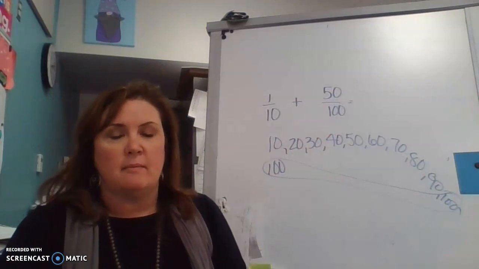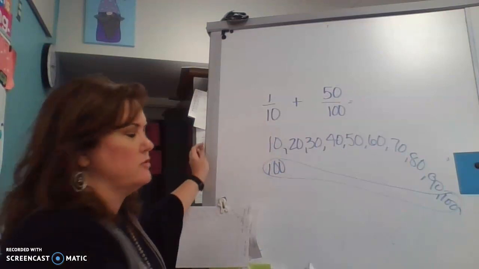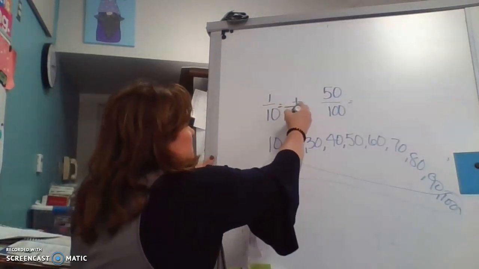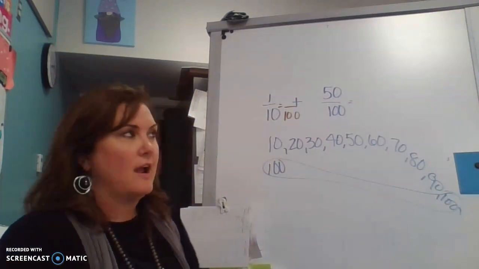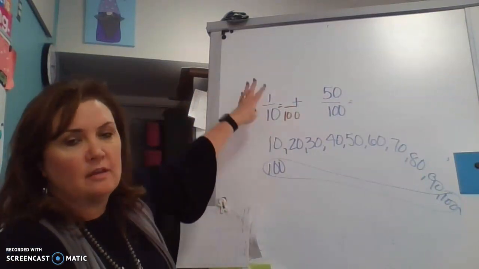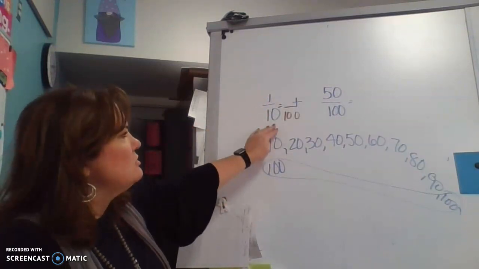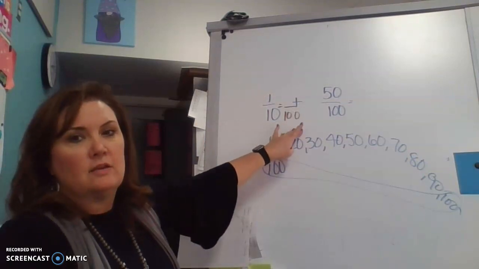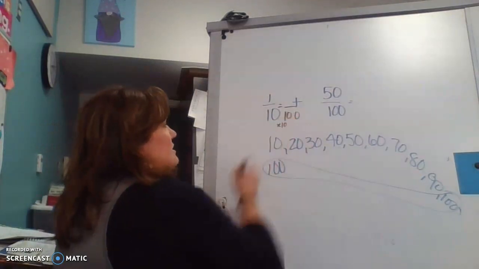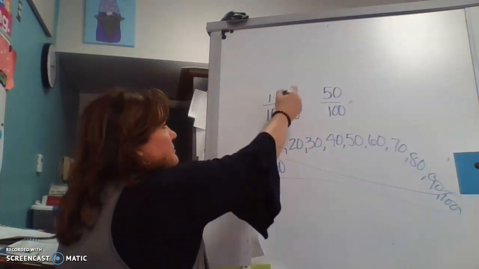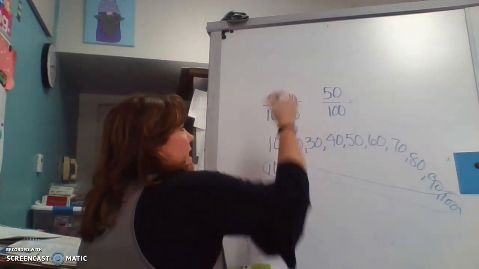This one already has a denominator of 100, so I'm going to be focusing my attention on the fraction on the left. Remember what we learned when we started fractions, equivalent fractions. Whatever you do to the bottom, you've got to do to the top. Or the same, whatever you do to the top, you do to the bottom. So 10 times what gives me 100? Well, I know that 10 times 10 is 100. And whatever I do to the bottom, I've got to do to the top. So my new numerator is 10.